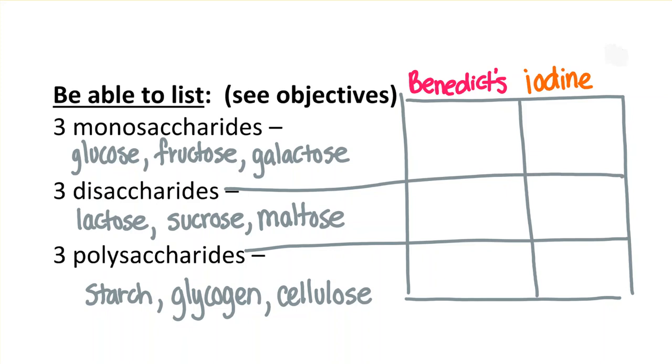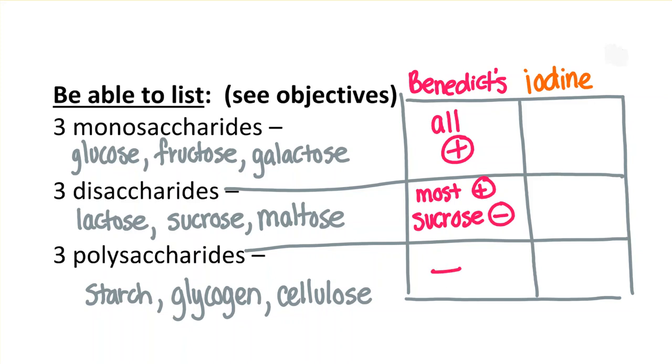Okay, in Benedict's, all monosaccharides are positive because they all are either aldehydes or ketones. For disaccharides, most test positive. They can reduce Benedict's reagent, but know the exception that sucrose does not have a reducing group. It tests negative. And then polysaccharides can have a reducing group on the end, but they're so big that most of the units are non-reducing. So they test negative, they're non-reducing.